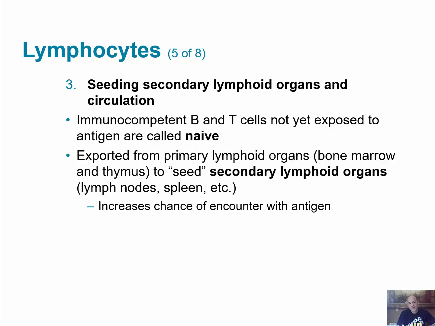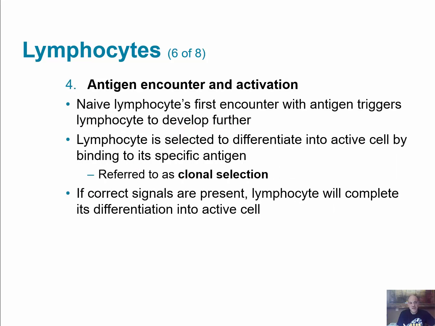And then in step 3, we're going to have seeding of secondary lymphoid organs and circulation. So here we now have our immunocompetent B and T cells, but since they haven't been exposed to antigen, they're considered naive still. And they're exported from your primary lymph organs, like the bone marrow and the thymus. And there they're going to go on to seed secondary lymphoid organs like lymph nodes, spleen, etc. And it's there that they have an increased chance of encountering the antigens if they are present.